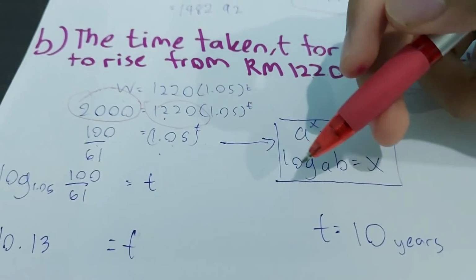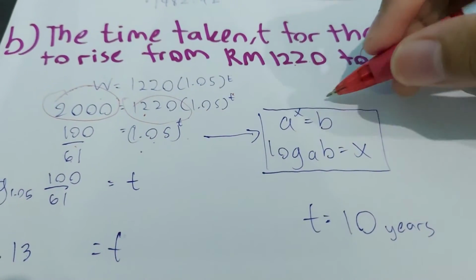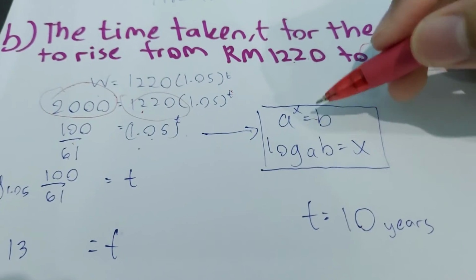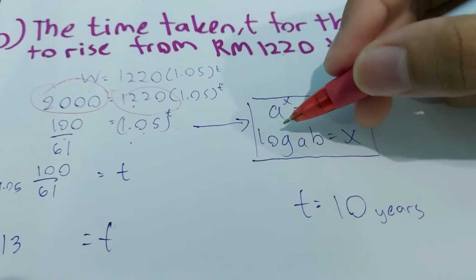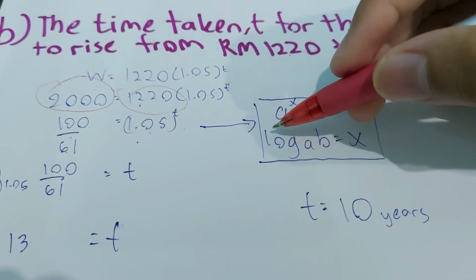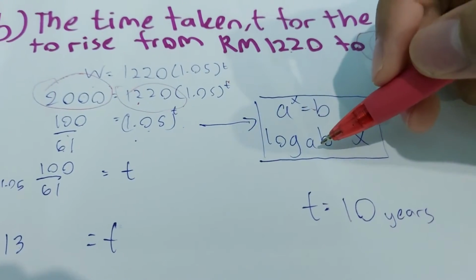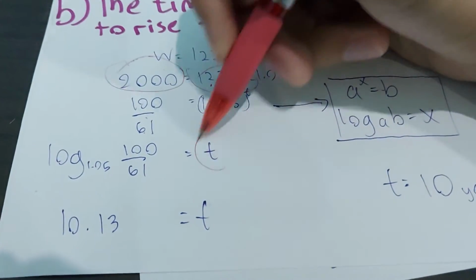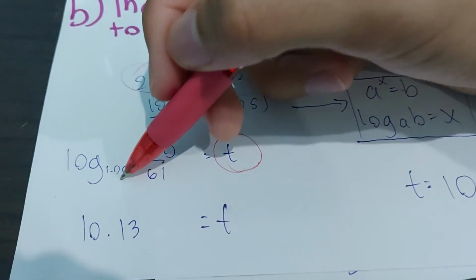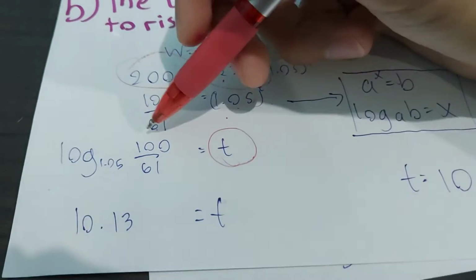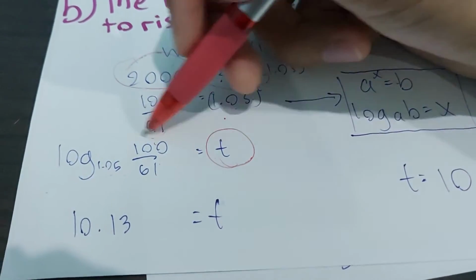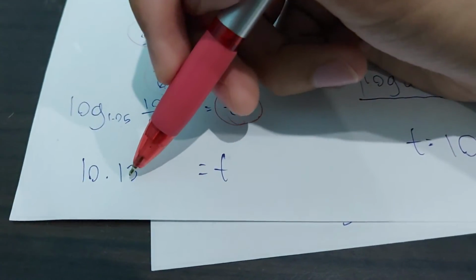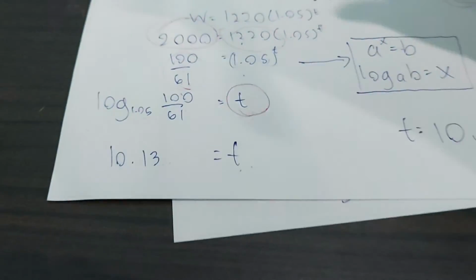Now if you look at this form, it is equal to a to the power of x equal to b. We can simplify by writing it as log base a of b equal to x, and then we can find the t here. So log base 1.05, which is the base here, of 100 over 61, which is the total here. Use your calculator, and we get 10.13 equal to t. So that's all.